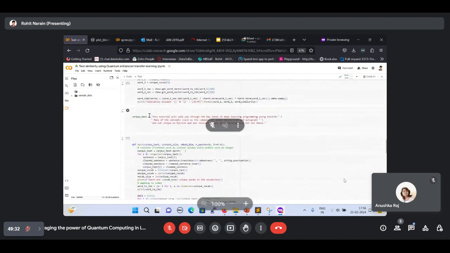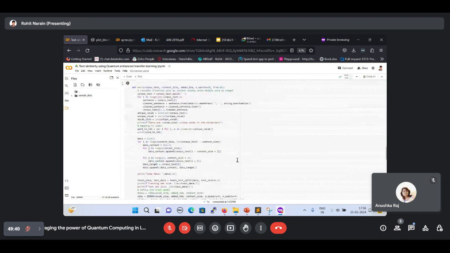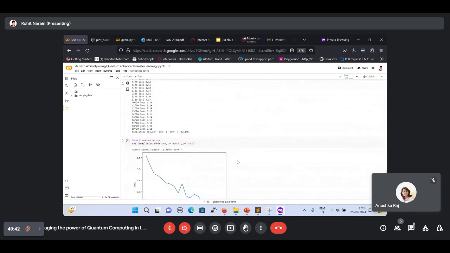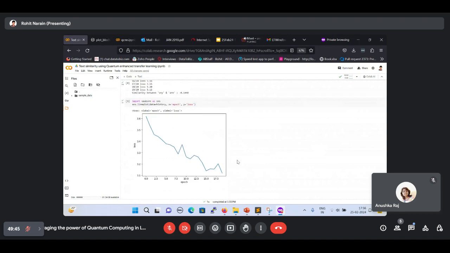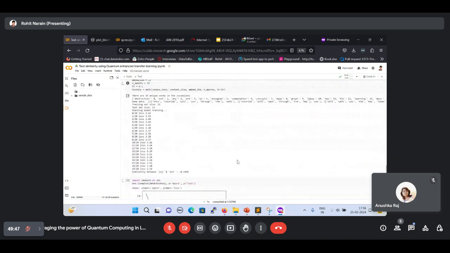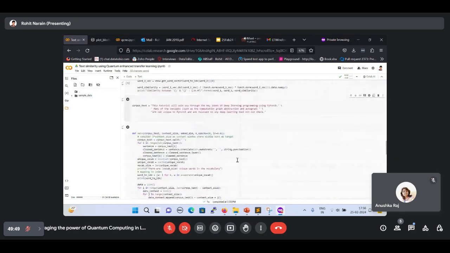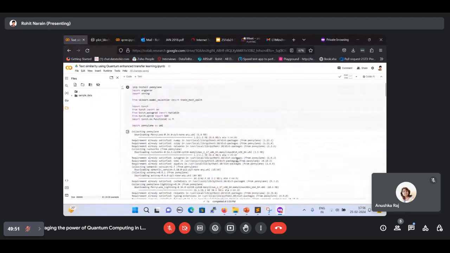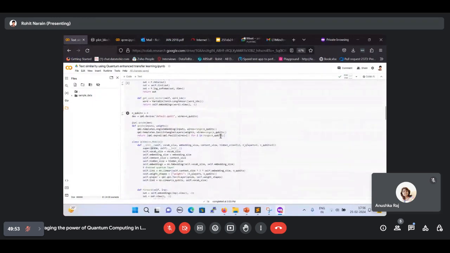The main reason the loss is still high is that we have provided very few sentences for the training part. If we increase the number of sentences, maybe to 100 or thousands, those losses will be lower. But this is just a demonstration of how you can use these kinds of concepts in real life. That's what I wanted to show you in this code demo.